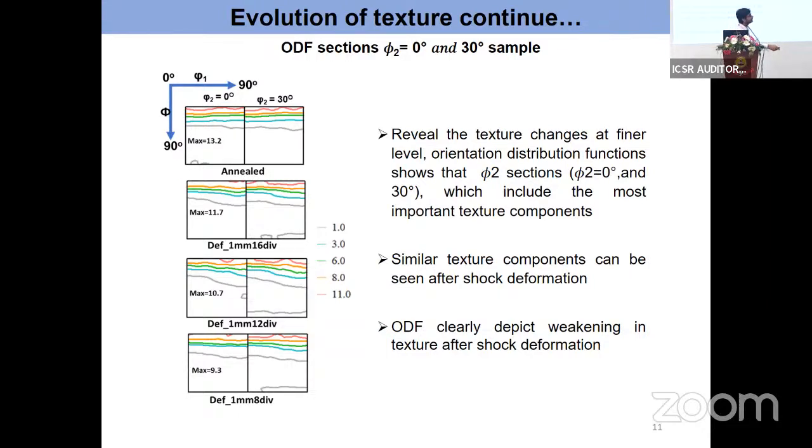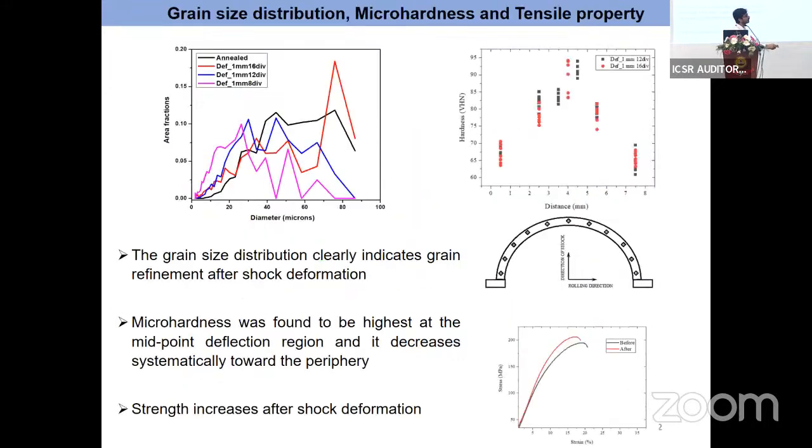Now come to the grain size distribution, micro hardness and tensile property of before and after shock deformed samples. So this is the grain size distribution. The initial grain size is 85, and in all three cases, the grain size is going to decrease and becomes non-uniform. And the right side is the micro hardness plot.